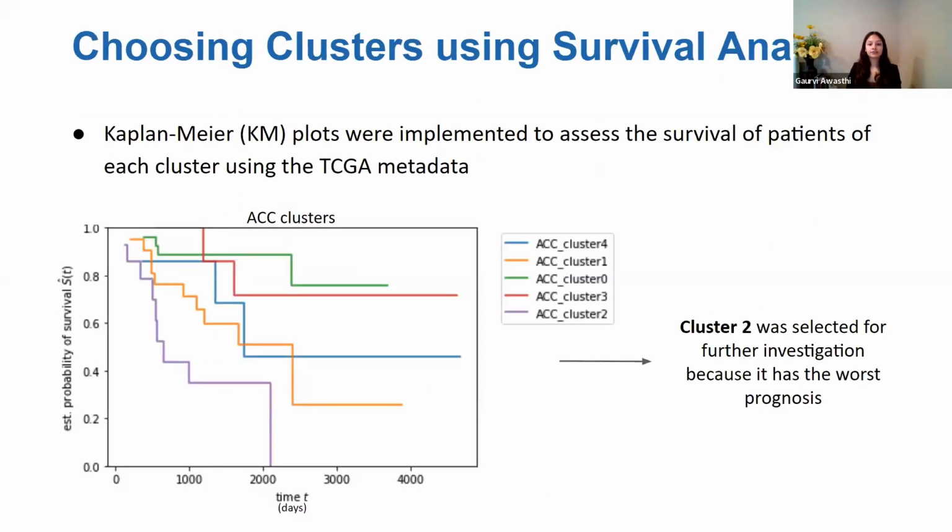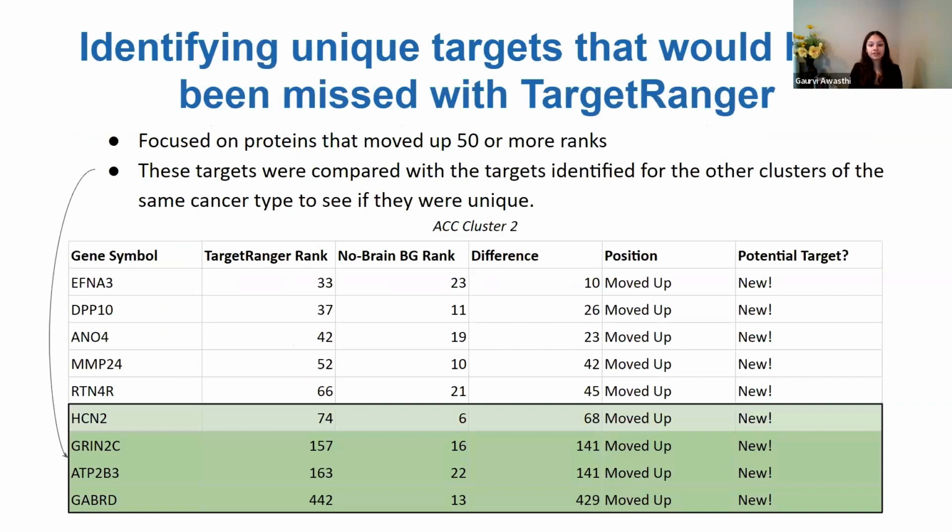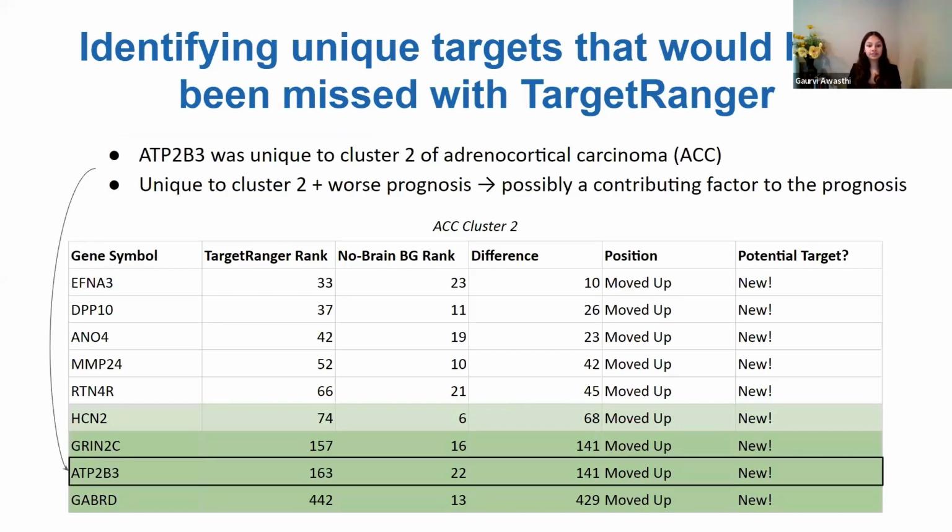Next, the metadata acquired from the TCGA database was used to create Kaplan-Meier, or KM, curves that estimate the prognosis for each cluster. In this plot, cluster 2 has the poorest prognosis, so we decided to focus on finding novel targets for cluster 2. We looked for targets that moved up in rank by at least 50 spots. These targets were then compared with the other adrenocortical carcinoma clusters to determine which ones were unique to this specific cluster. In this case, it was found that ATP2B3 was unique to cluster 2 of adrenocortical carcinoma.